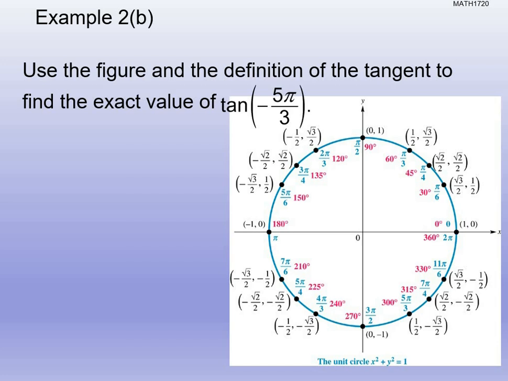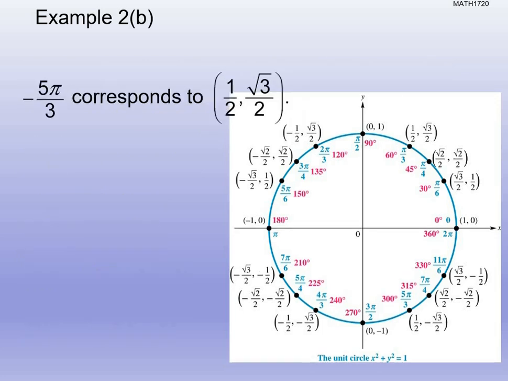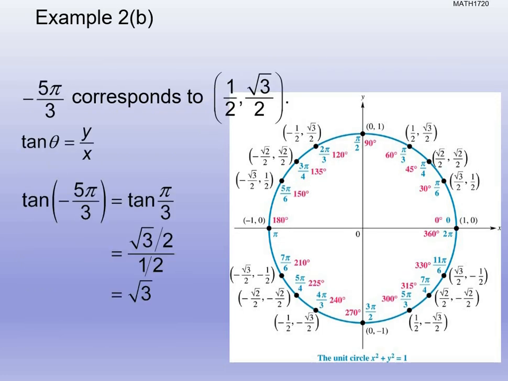And we look at the coordinate next to it: x is 1/2, y is negative square root of 3 over 2. So tangent is going to be what? Opposite over adjacent, so it's y over x. It's going to be negative square root of 3 over 2 divided by 1/2, which ends up giving us negative square root of 3.